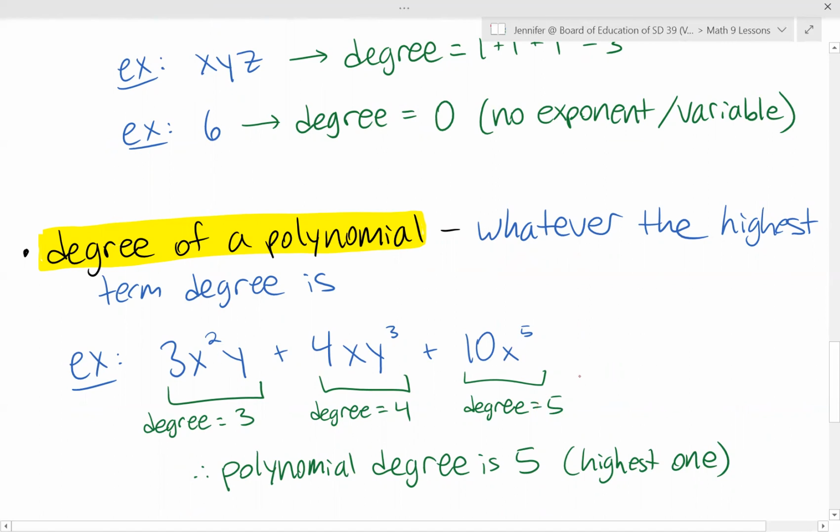A common mistake might be to add all of these up. So you would say 7 plus 5, oh, it's going to be 12. But no, you just take the highest term degree. That's the degree of the polynomial.